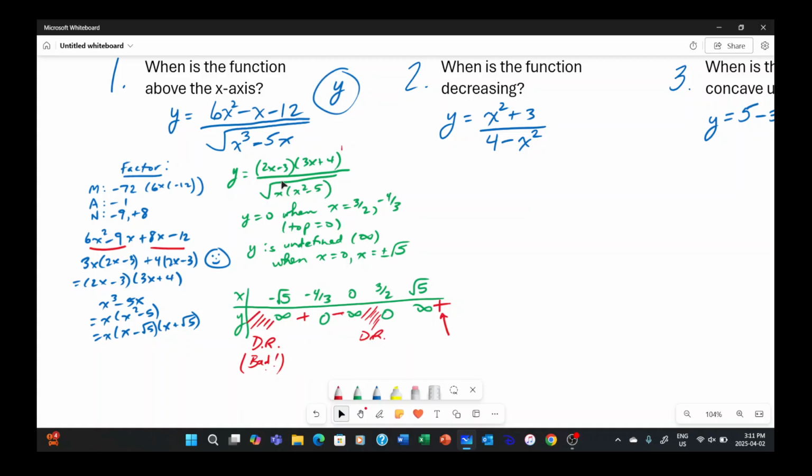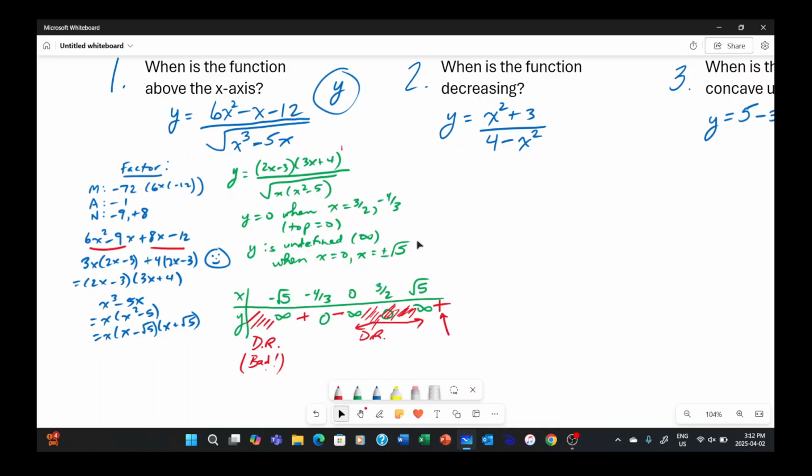So if we put in 2, you get 2 times 2, which is 4 minus 3, which is a positive. 3 times 2 plus 4, which is positive. 2 here is positive. 2 squared minus 5 is negative. So you have a positive times a negative under the root, which means that we have a negative under the root. That's a problem. That is also a domain restriction. So I'm actually going to cross all of this out as a domain restriction. And hopefully it makes sense to you why that is, because on the bottom where the square root is, anything between 0 and root 5 is going to be a problem.